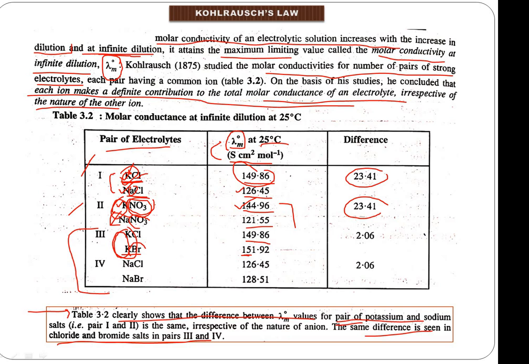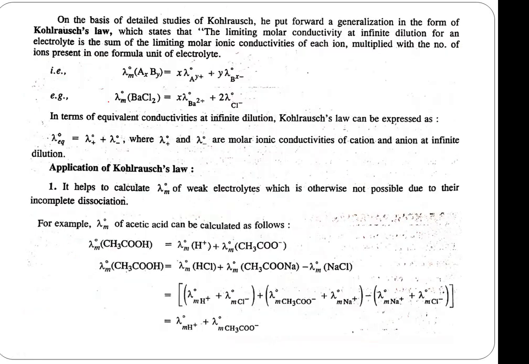So the statement is that each ion makes a definite contribution to the total conductance of the electrolyte, irrespective of the nature of the other ion present. Let's move further. On this basis, Kohlrausch generalized the law. So the law is like this: the limiting molar conductivity at infinite dilution for an electrolyte is the sum of the limiting molar conductivities of each ion.